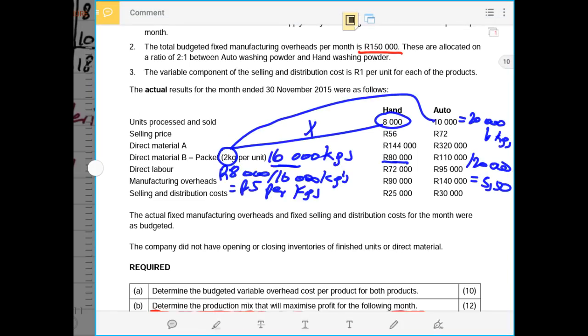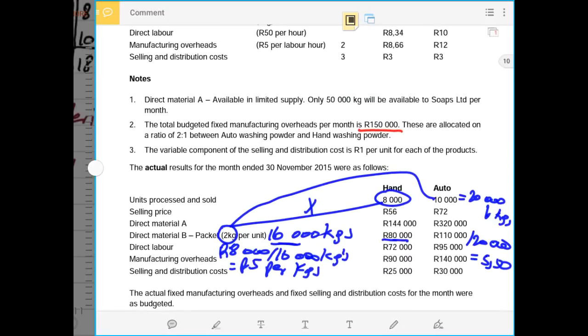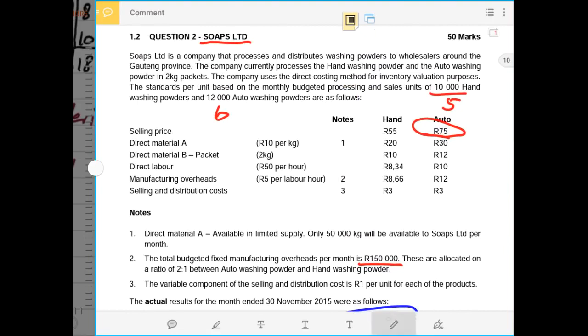Because I have the actual cost per kg, I can compare that with the standard cost per kg, and then I have my variance completed. So now let us go and effect those calculations. My standard cost per kg, let me check if there was any standard cost per kg for material B.